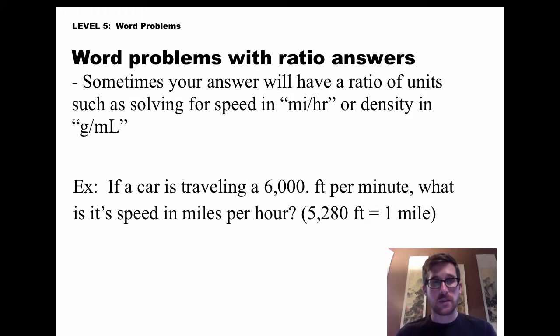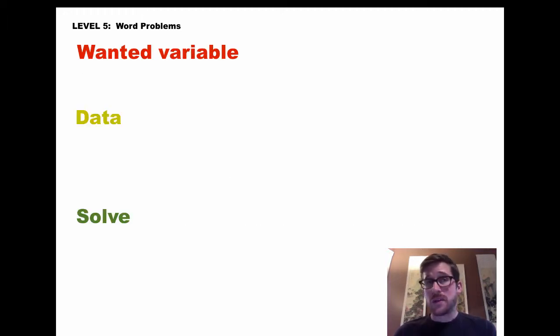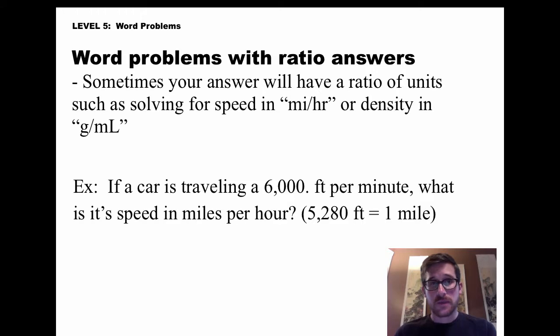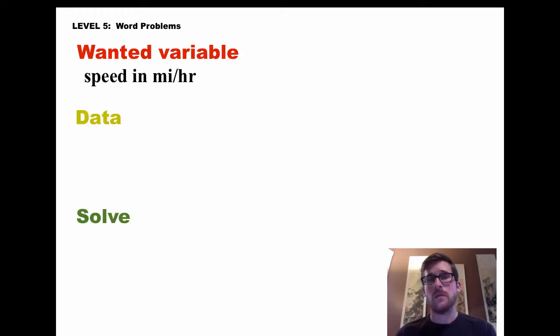So here's an example of a type of question. If a car is traveling at 6,000 feet per minute, what is its speed in miles per hour? And then you're given a little piece of information here that 5,280 feet is equivalent to 1 mile. Okay? So, again, what's the wanted variable? Going back to the question, take a look for a second. Have you found it? It was speed. So we're looking here for what our speed of the car is, but not in the units given. We want to know what the speed is in miles per hour.